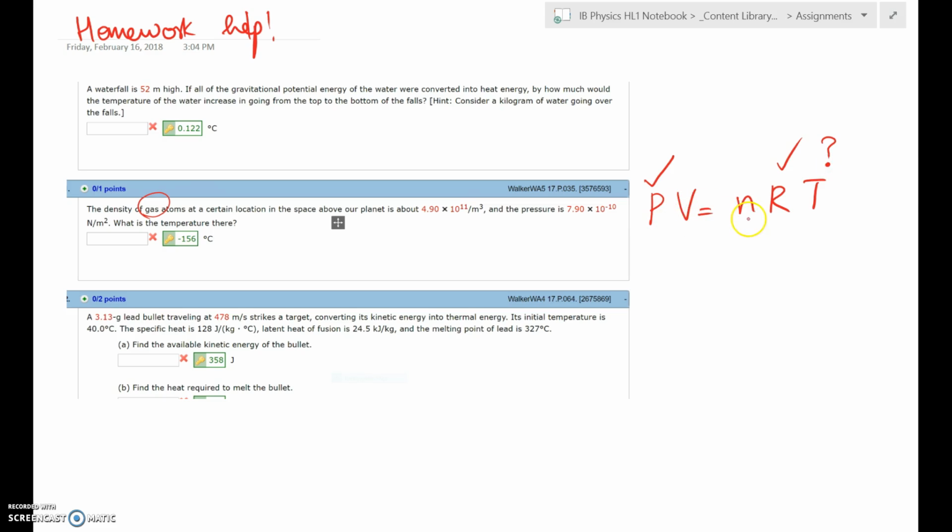We don't know the number of moles and we don't know the volume. We look at the density of gas and its unit. It is 4.90 times 10 to the 11 per meter cubed, which means we could take this to specify the number of moles per meter cubed, and therefore you have N divided by V given to you as this. And so if you know all of that, can you solve for the temperature?